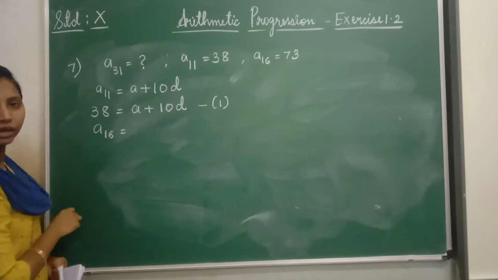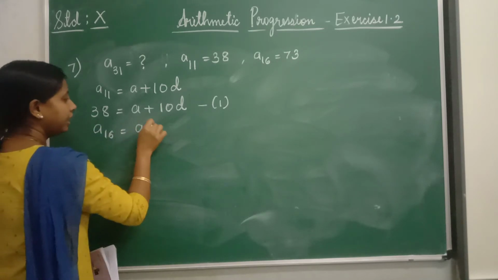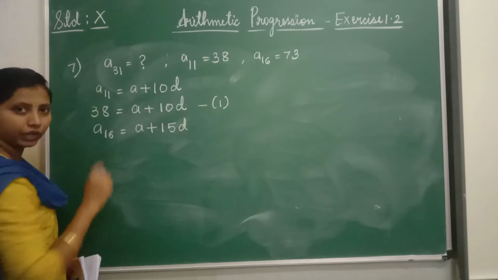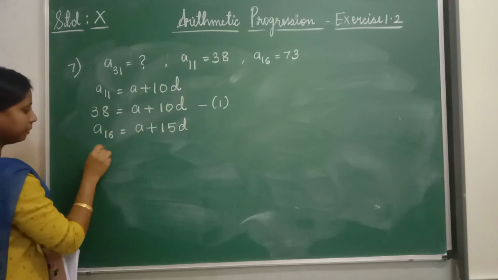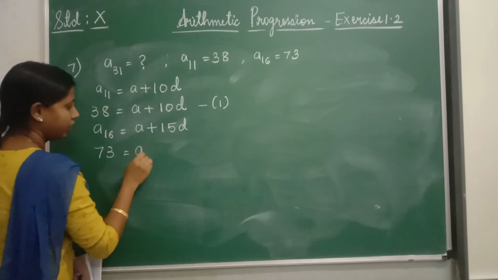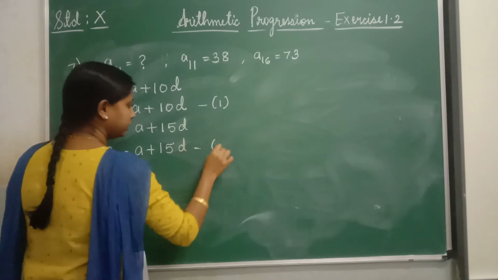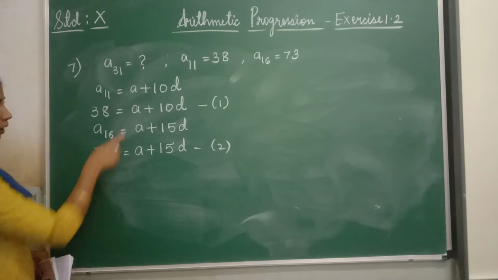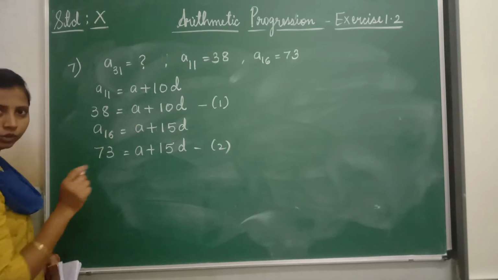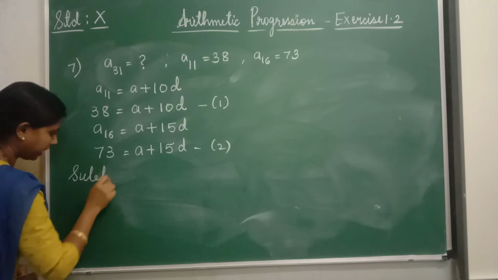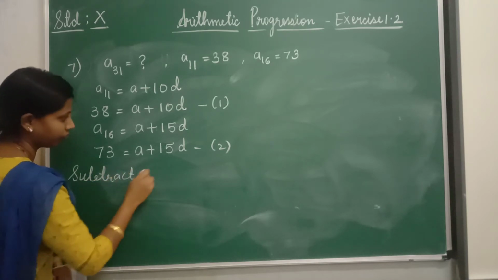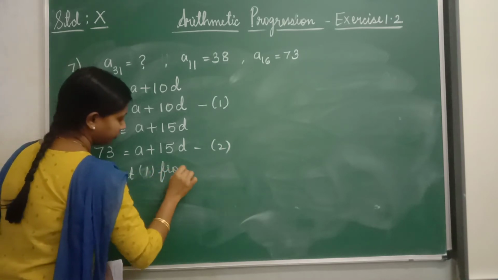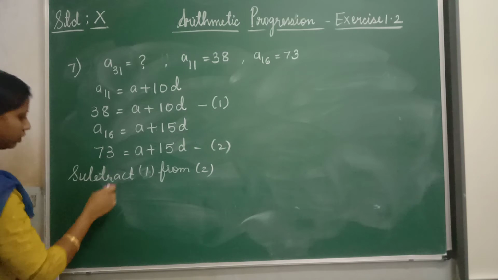Second equation: A16. How do we get the 16th term? By A plus 15D. Substitute A16 as 73. A and D we have to find. This will be the second equation. Now subtract equation 1 from equation 2. The A terms have like signs, so you have to subtract the equations. Subtract 1 from 2.